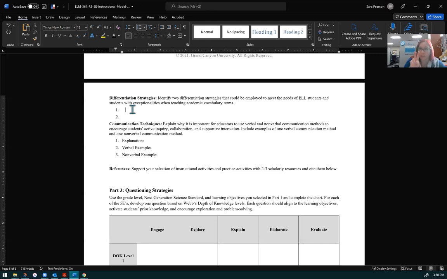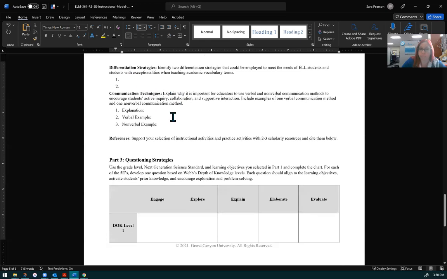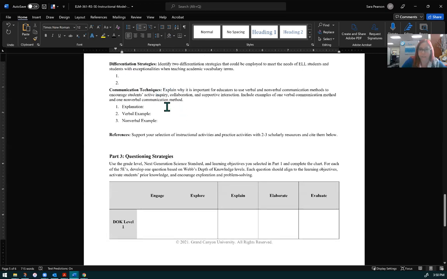After you identify 2 differentiation strategies for ELL students, I want you to go down to these communication techniques. Explain why it's important for us to use both verbal and nonverbal communication methods to encourage the active inquiry, exploration, and then include examples. So here you'll tell me why it's important. And here you're going to give me those examples of a verbal method and then a nonverbal method.